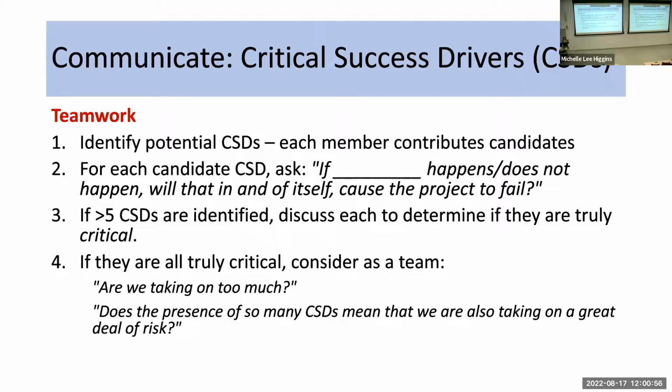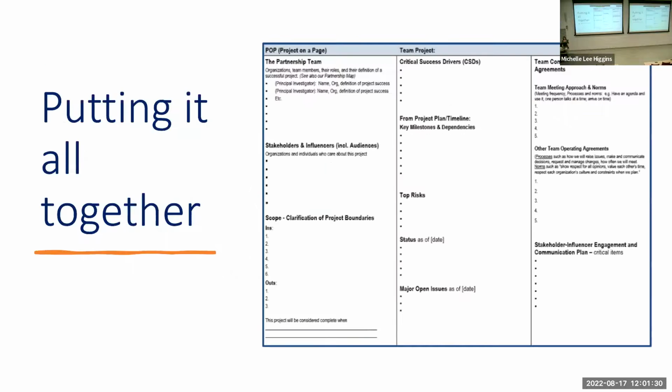If you have more than 5 critical success drivers, discuss them as a team and really determine, are they really critical? And if they are, the team should have a conversation around, are we taking on too much? Do we have too much risk for our team to handle for this project? So it's that team discussion and that team decision. Instead of letting blowups happen, letting frustrations happen, and pointing fingers.